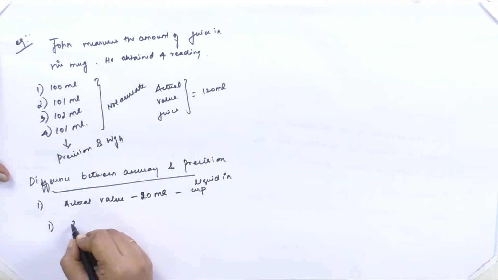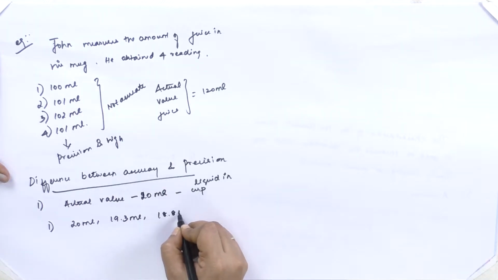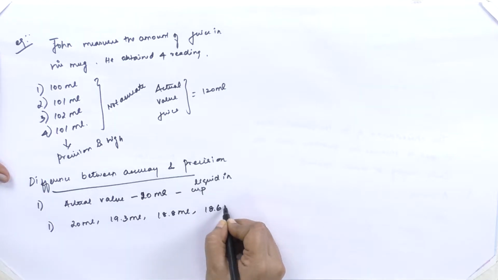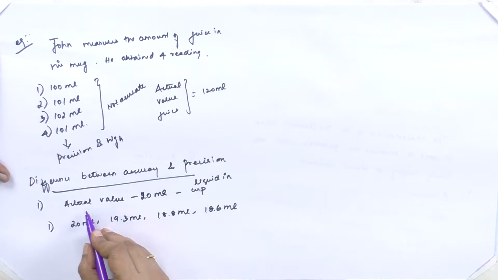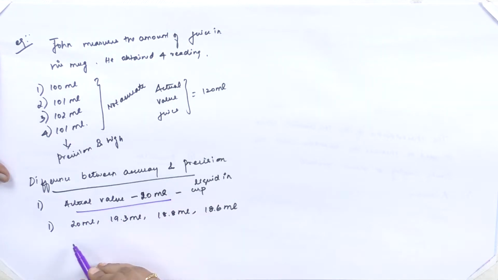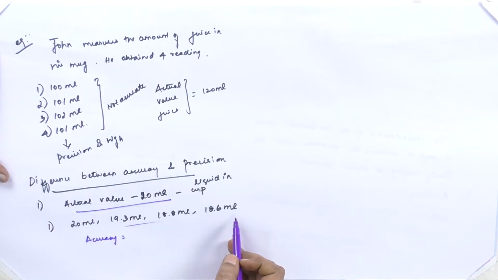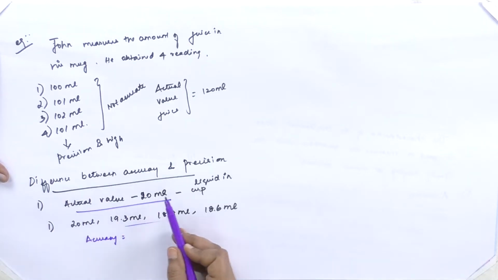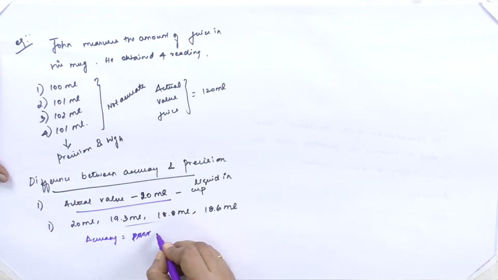The readings are 20 ml, 19.3 ml, 18.8 ml and 18.6 ml. So now let us find the accuracy and precision of these readings. We know that the actual value is 20 ml. If you see the 4 readings, we can say that the first reading is equal to the actual value, 20 ml. So we can say that the accuracy of the readings and the instrument is good.